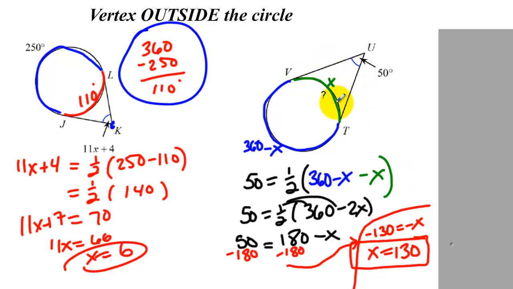That is up here. Let's go back to the picture, though. That's your little arc right here, 130. And you are done. Give these a try.